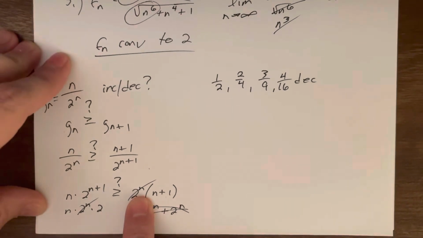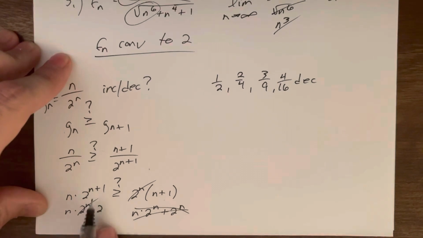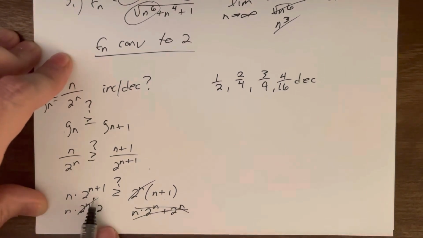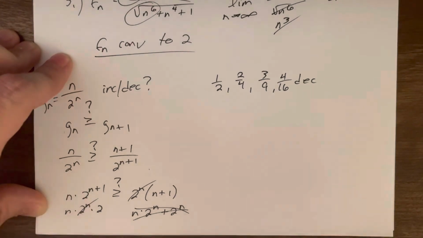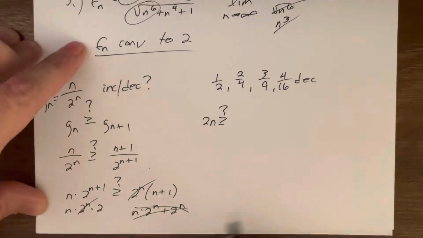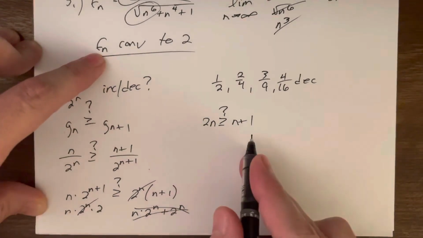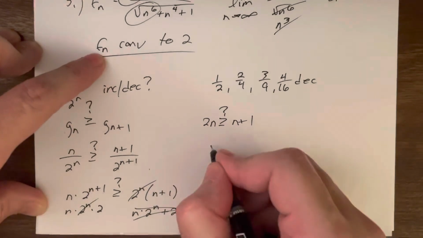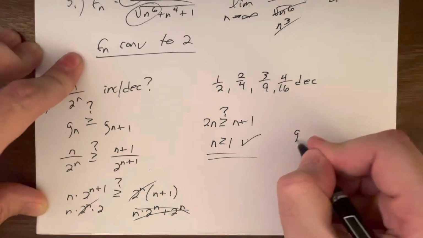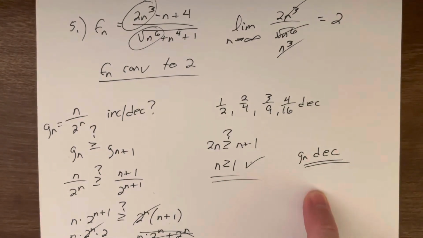So just to realize, we've done a lot where it's just FOIL it out and then good things happen. But instead of actually distributing this, take advantage. Get this to be a plain 2 to the n so that you can cancel. And now we've got 2 times n. Is that bigger than n plus 1? That's a pretty good line. Even better, subtract an n. And n is definitely always bigger than or equal to 1. So g sub n does decrease.